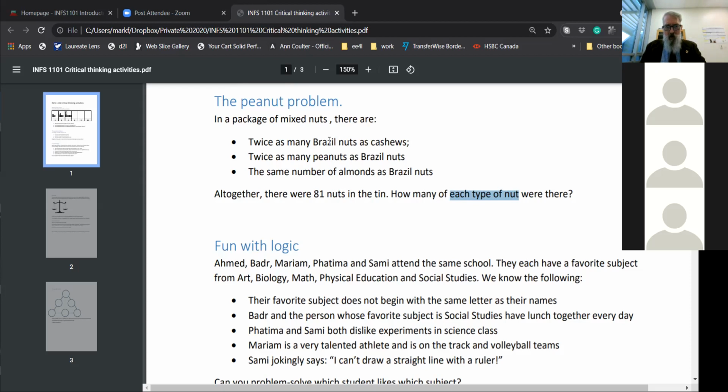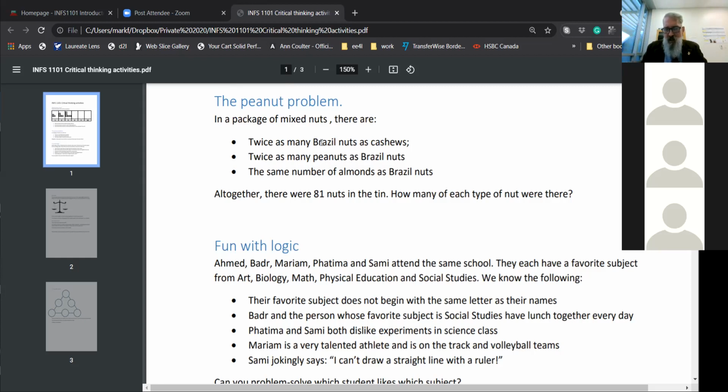Okay, and so everything seems to be referenced around cashews. Cashew nuts. Brazil nuts represent twice as many as there are cashew nuts. So whatever number of cashew nuts there are, there's twice as many Brazil nuts. And the next thing that we notice is that peanuts represent twice as many as Brazil nuts. So, keeping these things in your mind, this is part of the abstraction.